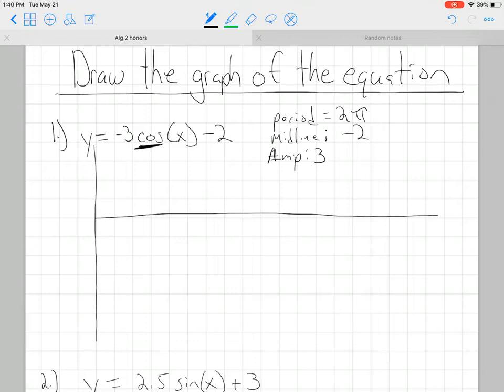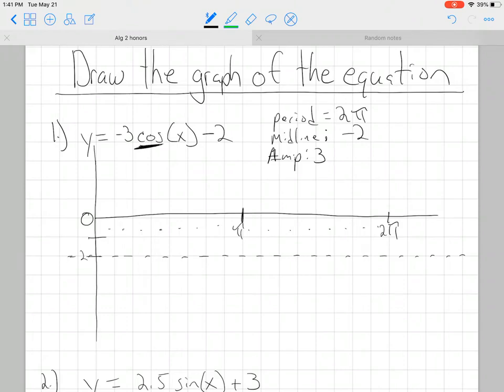Cosine is supposed to start up at the top. So let me start, actually, if I'm doing this, at my midline. So here's 0. Here's 0, 1, 2, 3, 4, 5, 6, 7, 8. Here's pi, 1, 2, 3, 4, 5, 6, 7, 8. Here's 2 pi. Works out nice and pretty. Where's my midline? My midline's at -2, so -1, -2. Here's my midline right here.